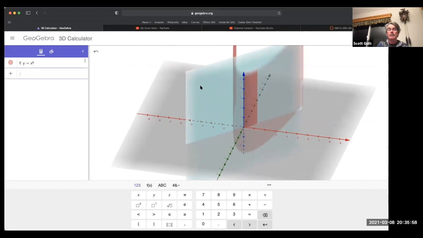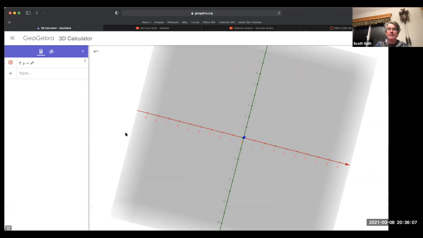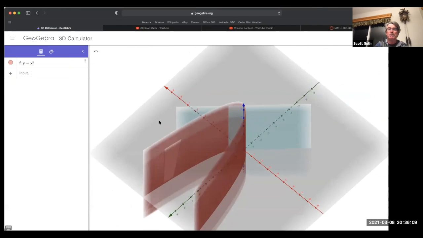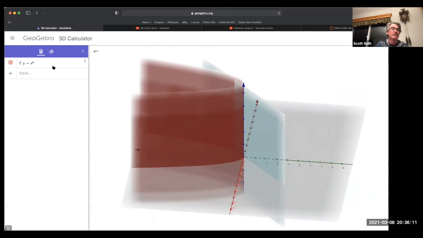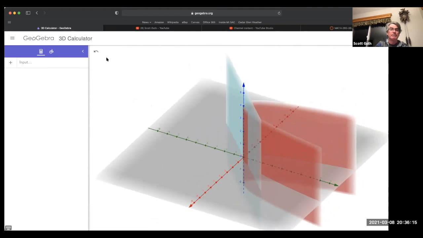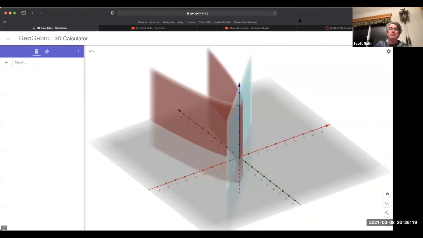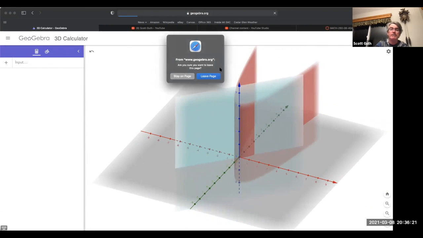So it's not here. Anyway, so I've got that. y equals x squared. Okay, that's the red one. I don't know what the blue is. I'm not even going to try and figure it out. Okay, I'll delete that one. I think I'm going to refresh this page because it seems a little glitchy right now.